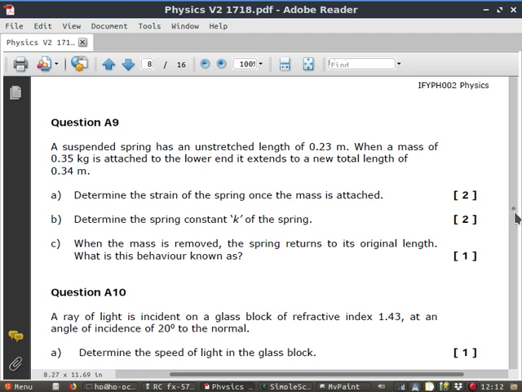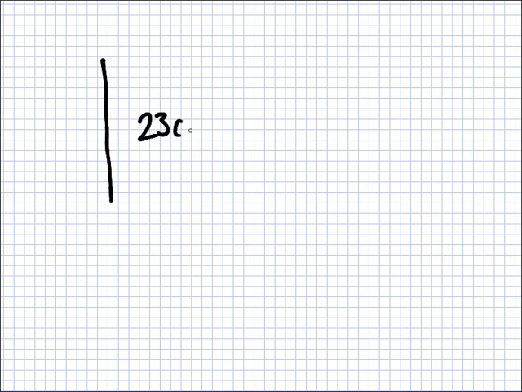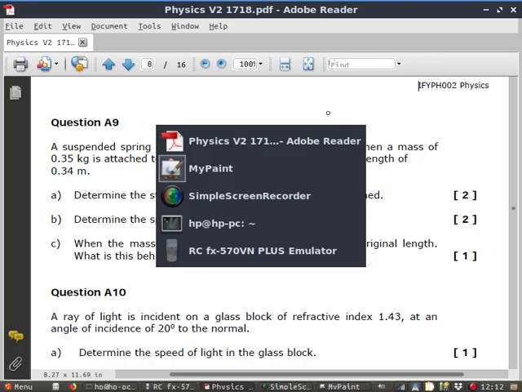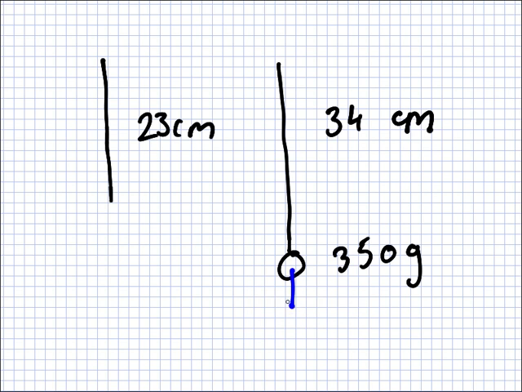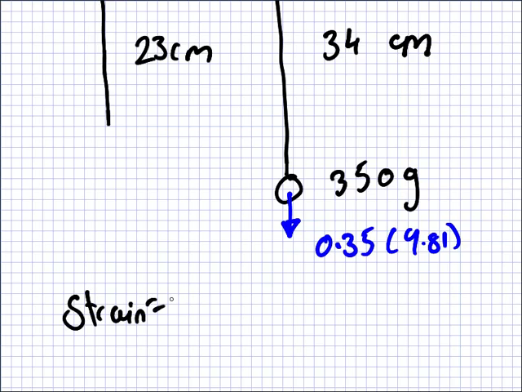A suspended string has a natural length of 23 centimeters. So normally it's like this. But when you hang 350 grams on it, its new length will now be 34 centimeters, because there's a force here of 0.35 times 9.81. Okay, so the first question is, what is the strain? Who remembers the formula for strain? Yeah, extension over length. So here it'd be 0.34 minus 0.23 over 0.23. What do you get?